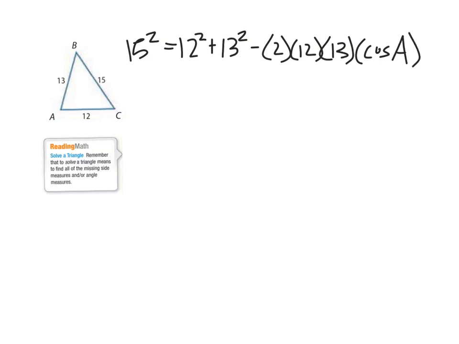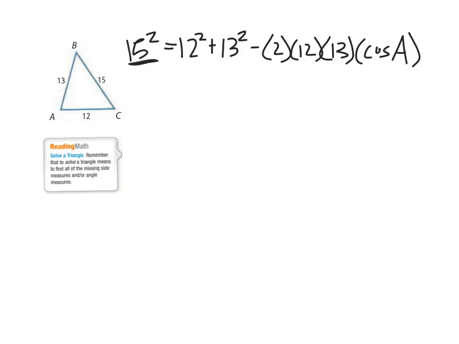Now, if you started it off by saying 12 squared is equal to, and then you did other stuff, that's actually okay for this problem. It doesn't actually matter that the 15 is right here at the beginning. I just randomly chose it that way, but you could also do it a different way and still get the correct answer. So let's continue to solve.